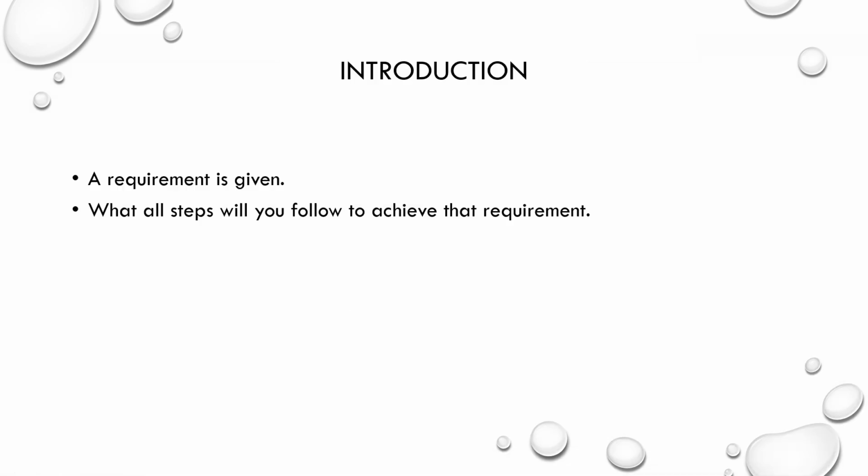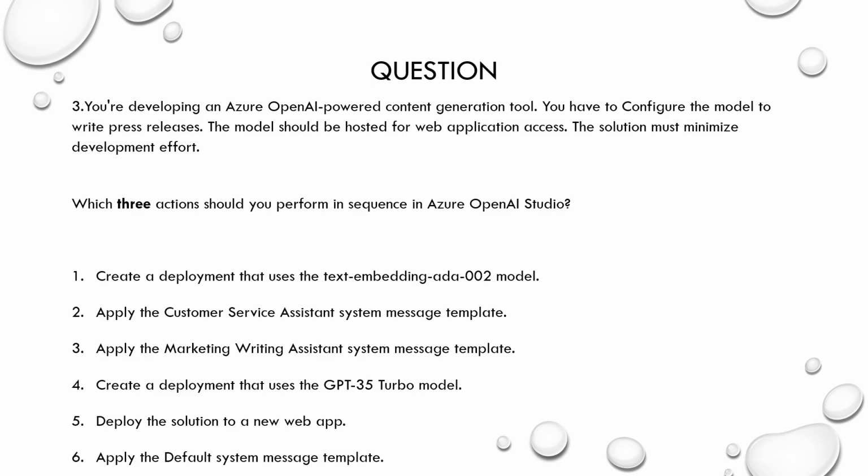The format of the question: a requirement will be given and you have to choose what all steps you will follow to achieve that requirement. Now to the question. You are developing an Azure OpenAI-powered content generation tool. You have to configure the model to write press releases. The model should be hosted for web application access. The solution must minimize development effort. Which three actions should you perform in sequence in Azure OpenAI Studio?